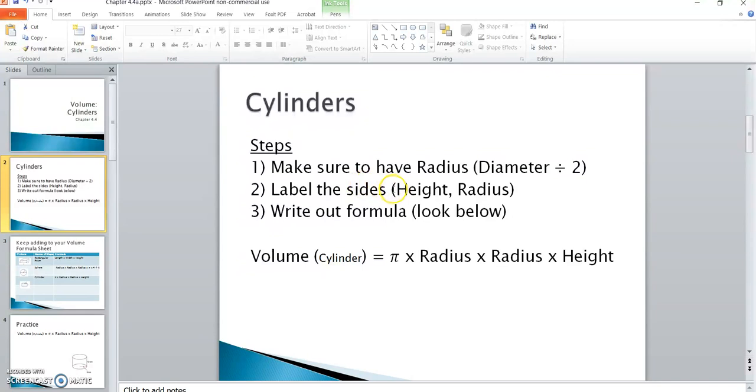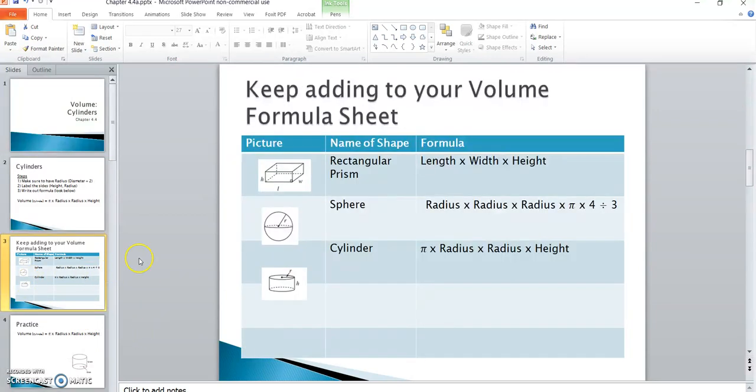Then we label the sides, the height and the radius, and we fill out the formula, which is pi times radius squared times height. So now we can add it to our volume formula sheet. We'll draw a picture, name the shape, the cylinder, and then write out the formula. Go ahead and pause the video and add that to your formula sheet.